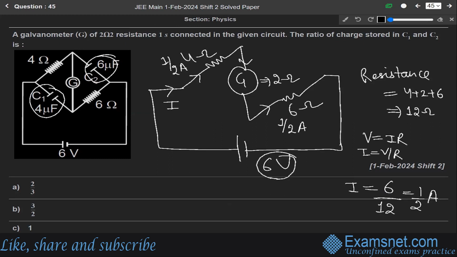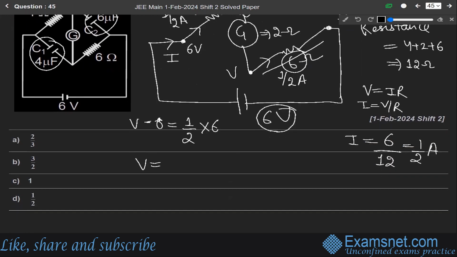Now the potential is 6 volt here and the potential is 0 volt here. Let us say we want to find the potential here. Let its potential be V. For this condition, we write V minus 0 equals I into R. I is 1 by 2, and in this branch R is 6 into 6. So V will be 3. For this branch, at this point, the voltage is 3.